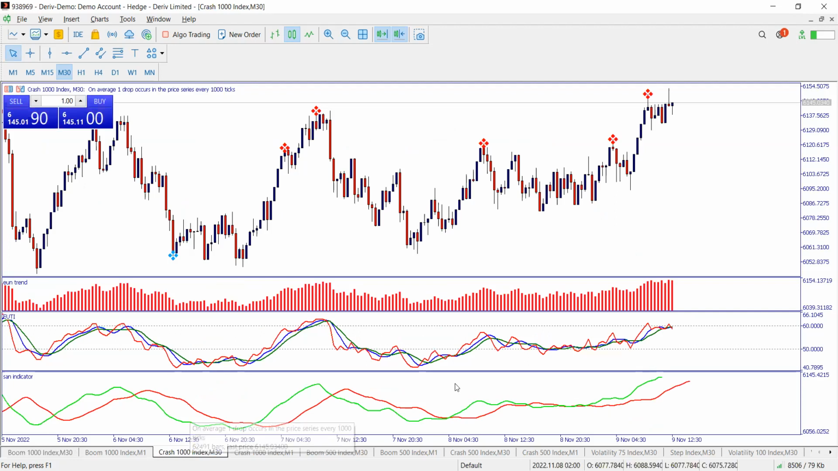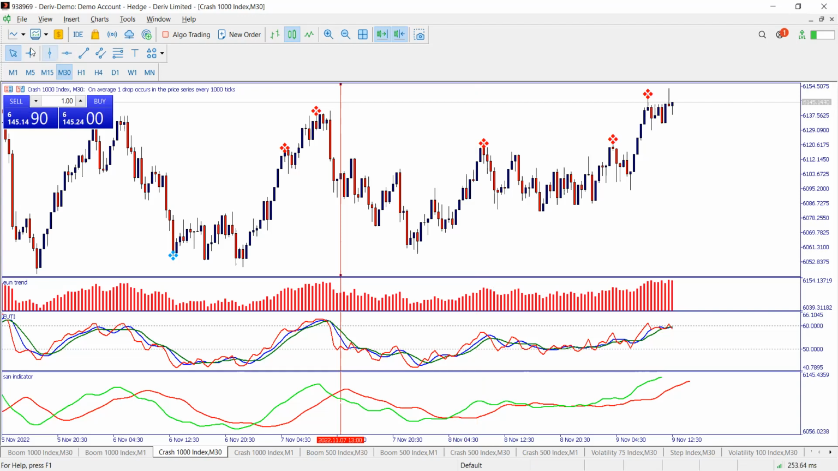Then we come to Crash 1000. You can see that spikes were here. This one is in sell. These were spikes. This one was not that good a market, but at least you get one or two. Do you know why it was not a good market? It's because it never reached level 60 here.